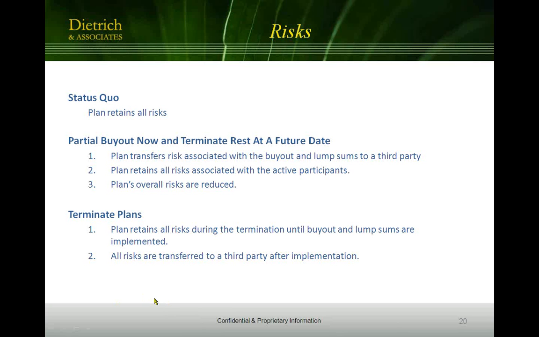Andy and Mark, we do have another question. The question is, does purchasing annuities for retirees in advance of termination increase the cost of the remaining liability?